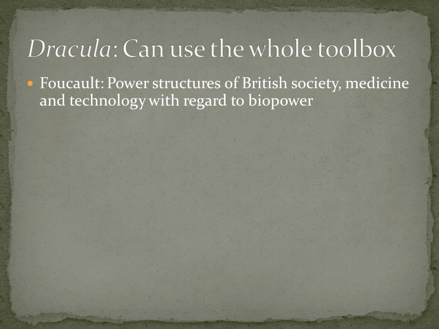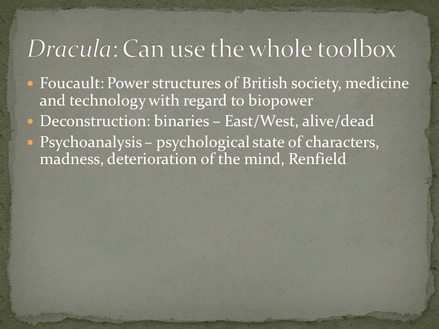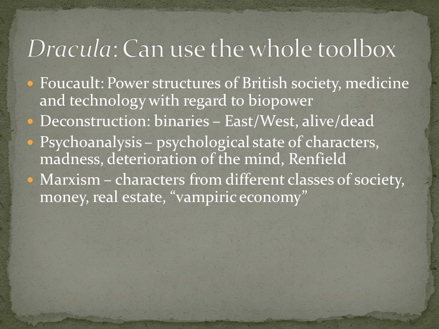So, applying Foucault to Dracula. Clearly the power structures of British society are there. It'd be easy to talk about biopower with regard to medicine or technology. Deconstruction: there are so many binaries in this book it's hard to count. East and West, alive/dead are just two. Psychoanalysis, where do you start? You've got characters that go insane like Renfield. Obviously the psychological effect of being attacked by a vampire, a deterioration of the mind. We talked about this a lot in the last lesson with degeneration in the criminal man.